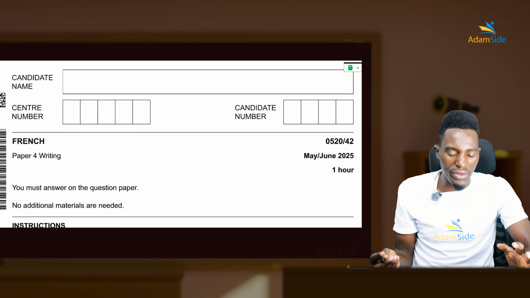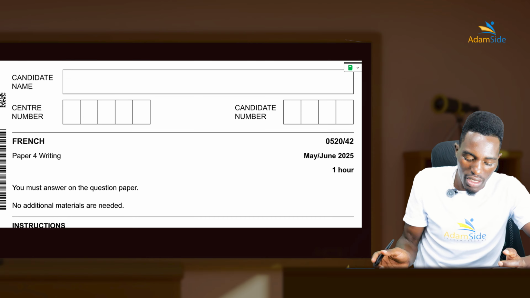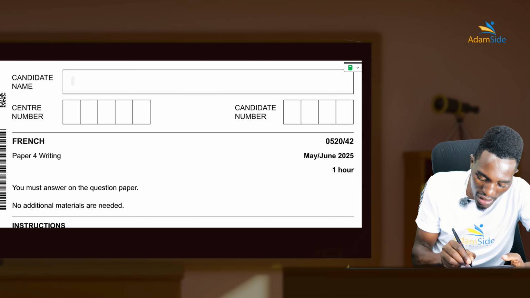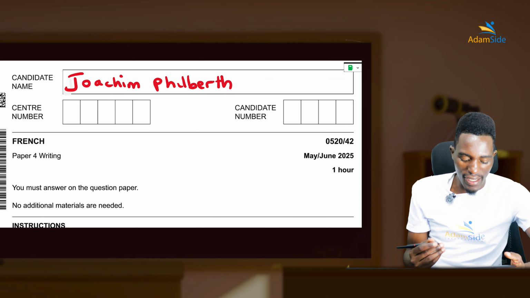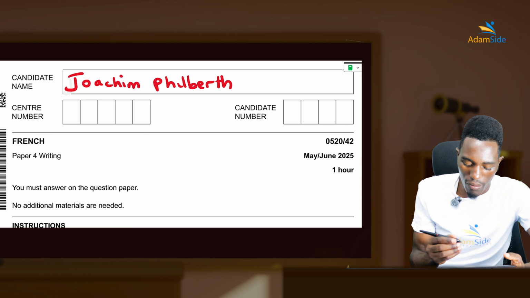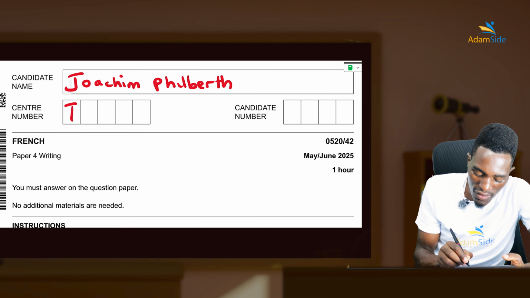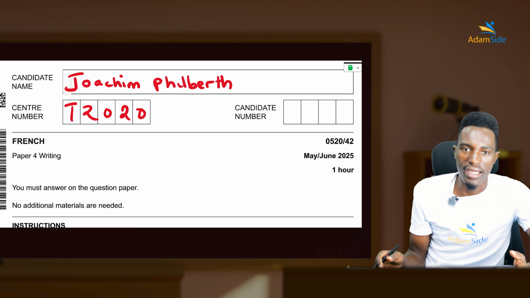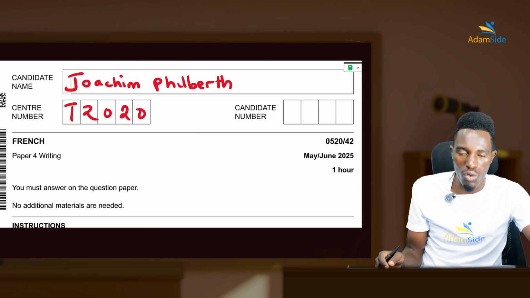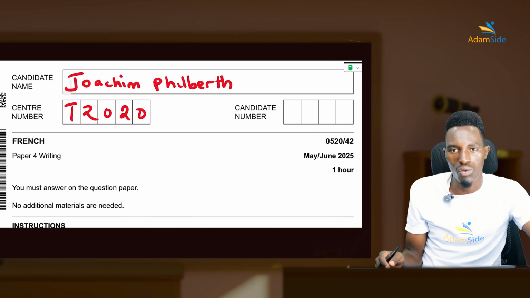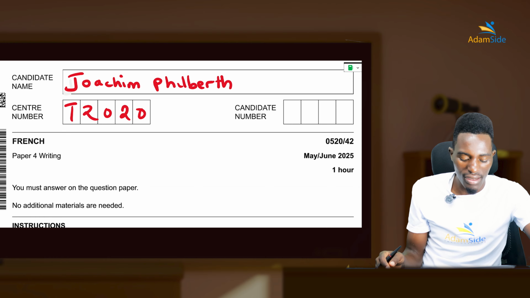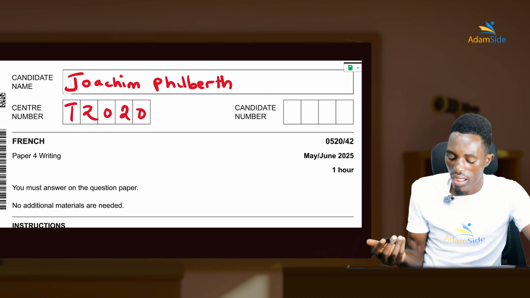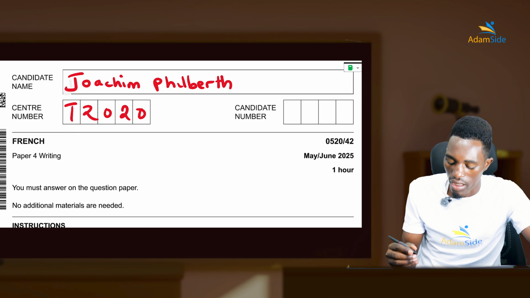Here we have the candidate name, maybe Joachim Fulbert. The second thing is the center number, maybe TZ020. This one you'll be given in your school where you're registered to do the French IGCSE exam. Another one is the candidate number, maybe 0881.